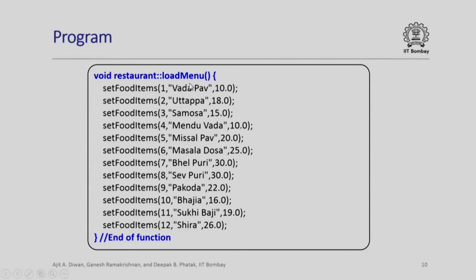There is a load menu function. Now, ordinarily load menu will read the data about all different items and their rates probably from a file. Here, for simple illustration, we have assumed that there are 12 items. So, individually each item will be set by giving the item ID, the name of the item and the rate. This will complete loading of the entire menu for the illustrative example.